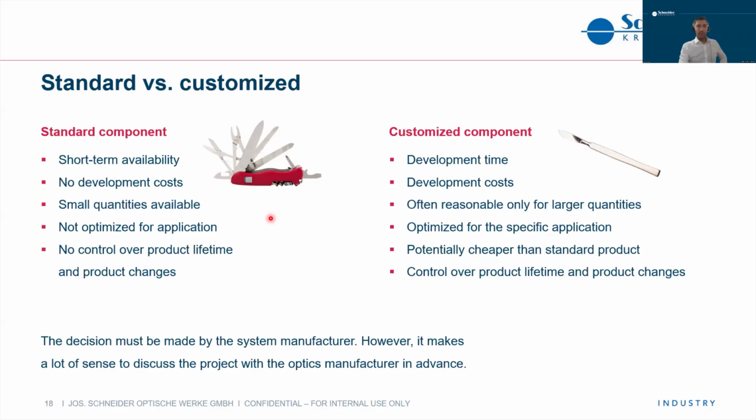And one thing we didn't mention also is that when you make a custom lens, you have full control over the lifetime of the lens. It will not be discontinued. There will not be major changes without you knowing it. You can also choose what kind of acceptance terms you will have in terms of quality for the lens. So you have full control over the lifetime of the lens.